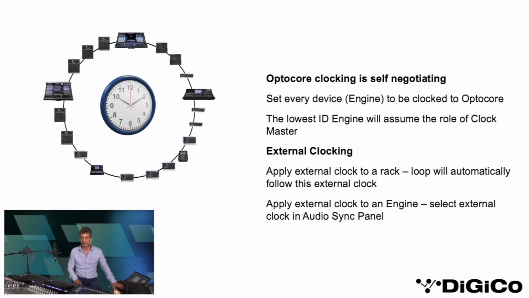I just want to point out how cool the clocking is in our optical system. It's a self-negotiating system they use, in which always the lowest ID has the control. Every device in the loop is clocked to Optocore. So automatically the system detects when the lowest ID is no longer there. It will switch to the next lowest ID.